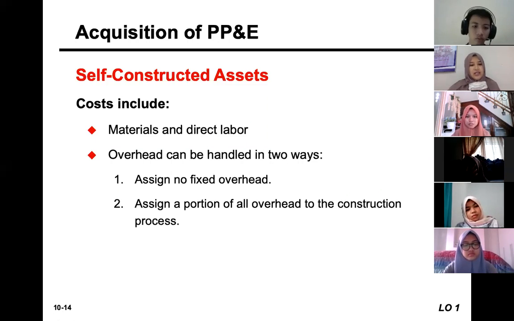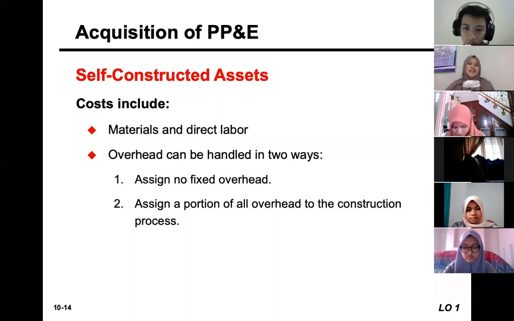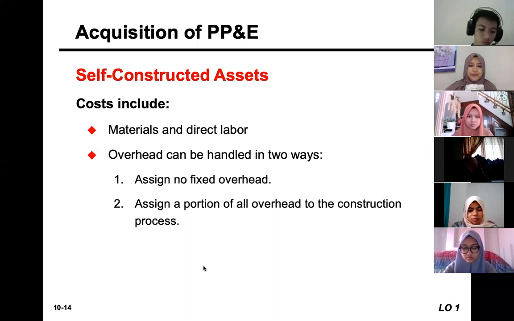Some argue that we shouldn't assign any fixed overhead to the cost of self-constructed assets. Just expense it, any overhead cost. Whereby another school of thought argues that a certain portion of overhead needs to be included in the cost of the asset.